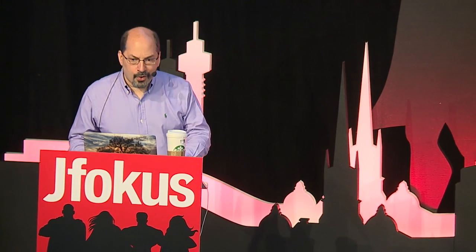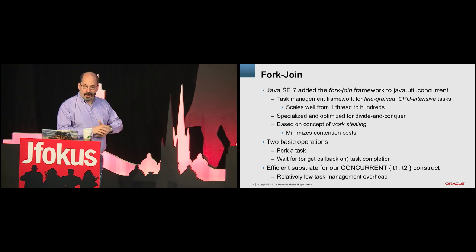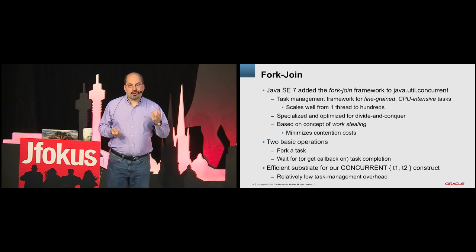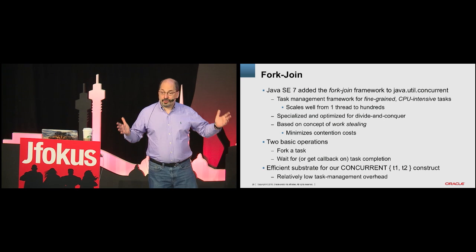OK, so the substrate we use for coordination in the streams library is the ForkJoin library. We added ForkJoin in Java 7. And it provides task management for finer-grained tasks, right? So the java.util.concurrent thread pools were designed for coarse-grained tasks.